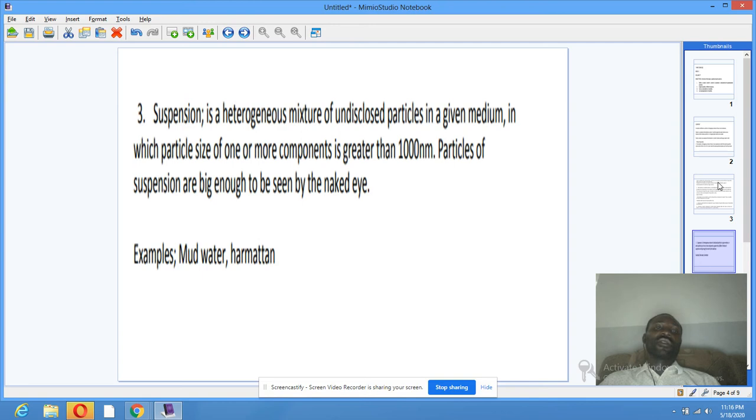Suspension. A suspension is a heterogeneous mixture of undissolved particles in a given medium, in which the particle size of one or more components is greater than 1000 nanometers. Particles of a suspension are big enough to be seen by the naked eye. Examples: muddy water and harmattan dust particles.